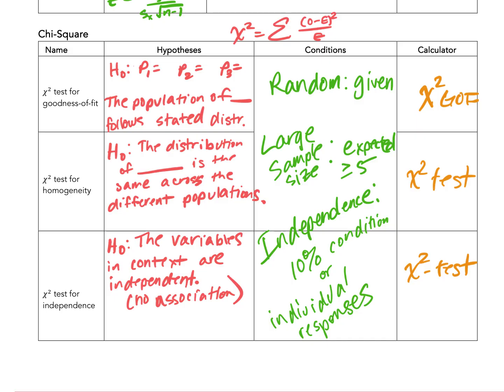Is there an independent condition for the 2 sample Z-test? Yeah, it's the same thing. You're just doing it for both samples. Yeah.